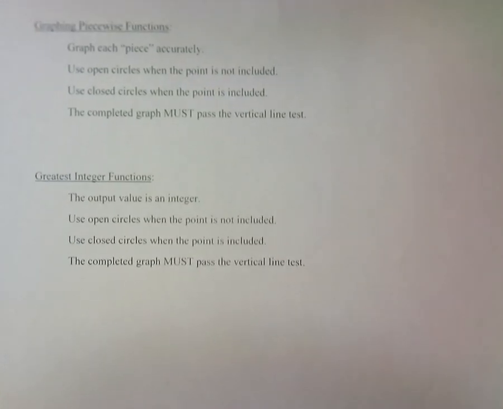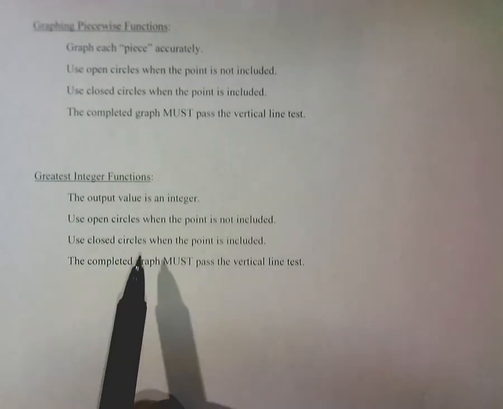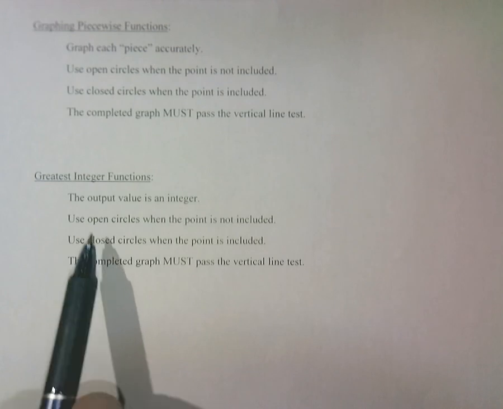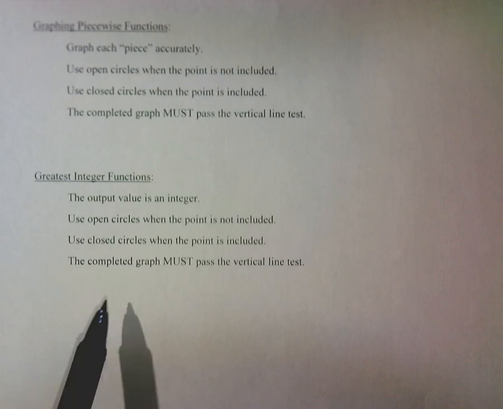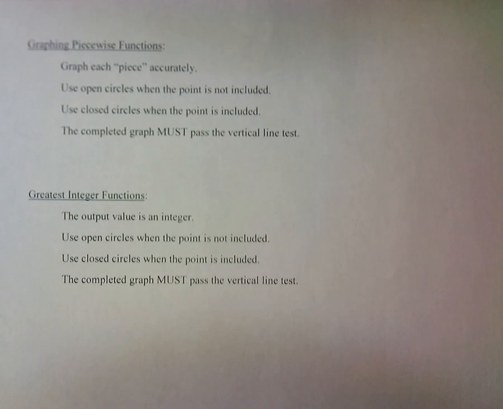Greatest integer functions, the output value is an integer. You use open circles when the point is not included, closed circles when the point is included. Those are the same instructions for graphing piecewise functions. And the completed graph must pass the vertical line test. So there are similarities to these because they are both discontinuous, or they can be discontinuous. They don't have to be discontinuous. And I will spend time talking about those on the live lesson.